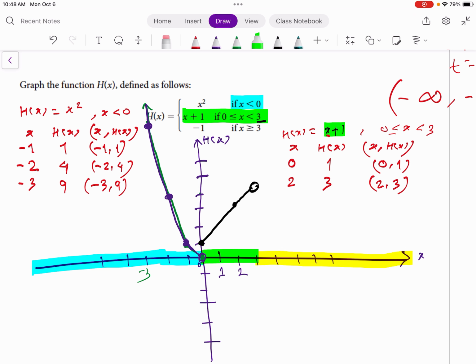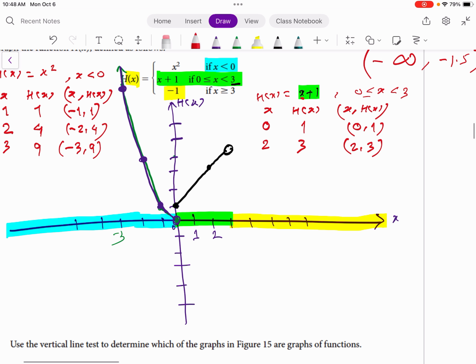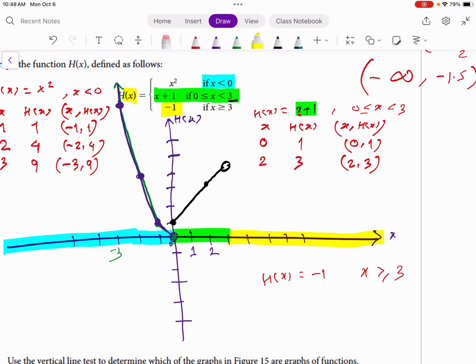Now for the yellow region, this is easy. It's very similar to what we did earlier. For the yellow region, we have h of x equals -1, and our input is greater than or equal to 3. So what kind of graph do we get here? H of x equals -1 means it's a horizontal line. So we draw a horizontal line at -1. Our -1 is here, but make sure to draw the horizontal line on the yellow region. How far can we go on the right? All the way up to positive infinity.